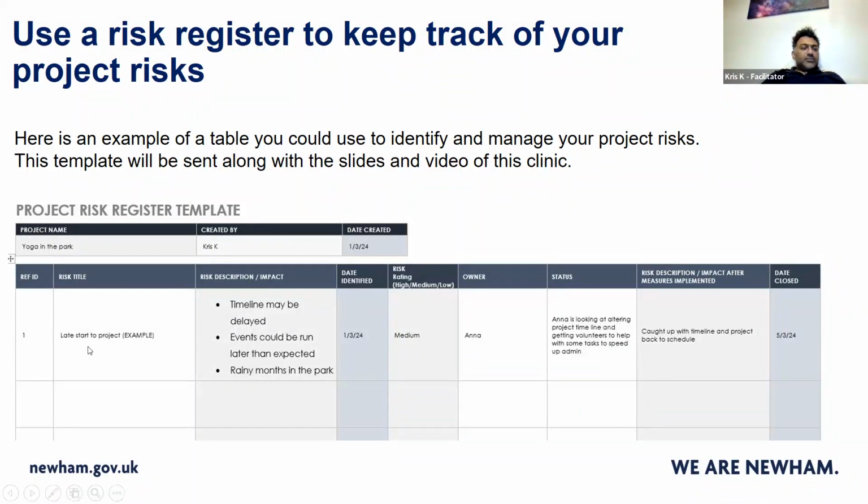So, for example, here on the left-hand side, give the risk a reference ID. I'll just put 1. So the risk title is late start to the project. What impact is that going to have? That means the timeline may be delayed. Events could be run later than expected, and then the events could end up in the rainy months of the year as well. I identified this on the 1st of March.